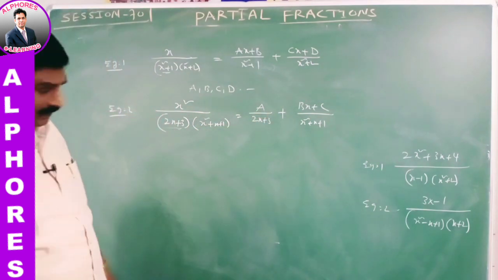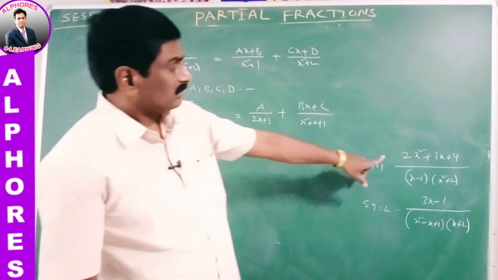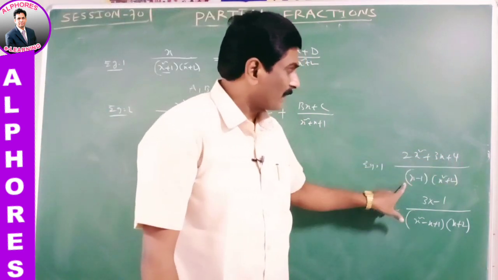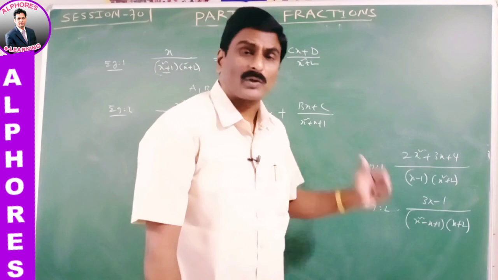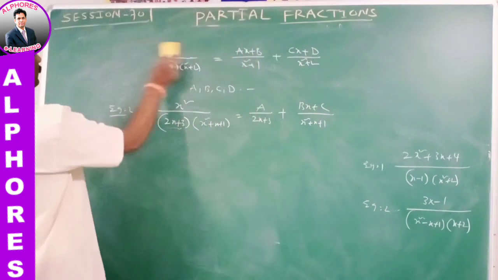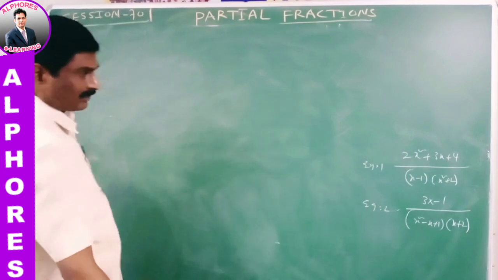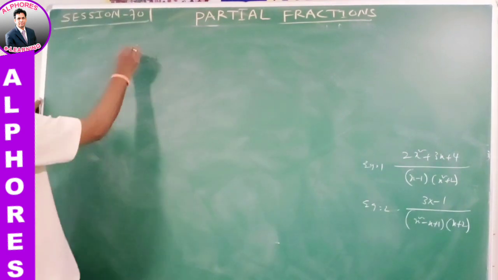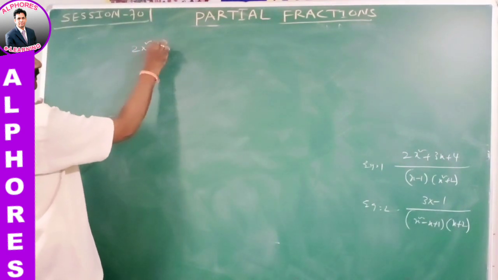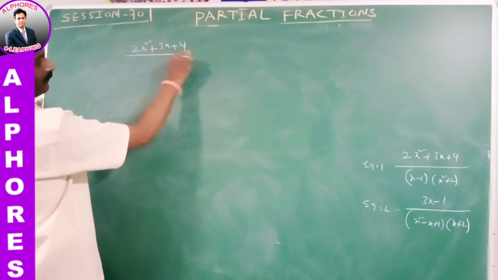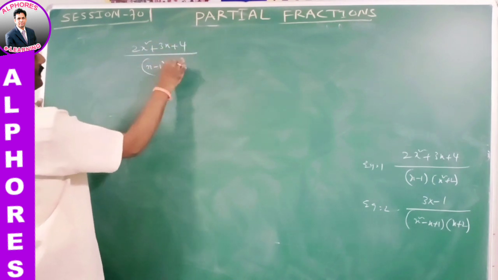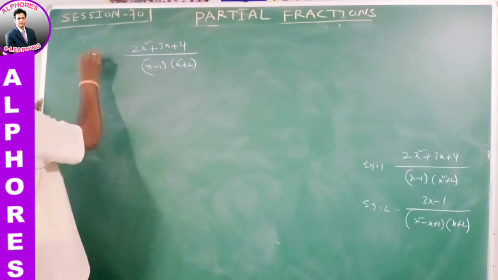Next, resolve (2x square plus 3x plus 4) by (x minus 1) into (x square plus 2) into partial fractions. Resolve. Next example, (2x square plus 3x plus 4) by (x minus 1) into (x square plus 2) into partial fractions.